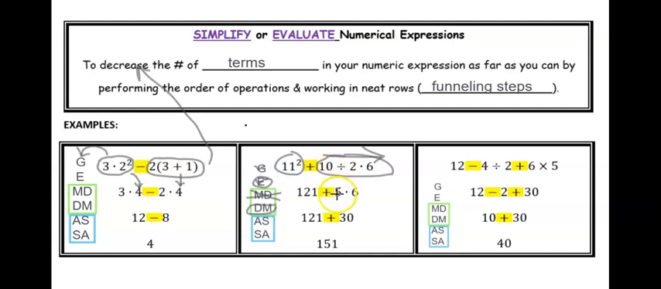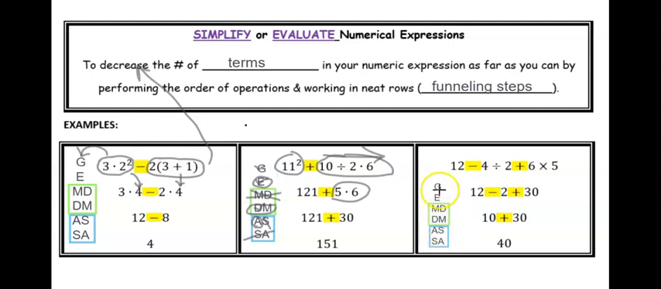10 divided by 2 is 5, and I brought down the times 6 because I haven't done it yet. I'm just trying to do one operation at a time to keep things organized. So now I have 121 plus 5 times 6. I've got my division done, but now I have this multiplication piece I've got to clean up. So 5 times 6 is 30. My 121 plus sign comes down, and now I'm ready to do the addition. I add and I get 151, and that problem is done.